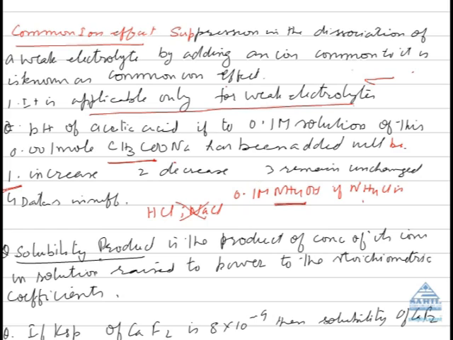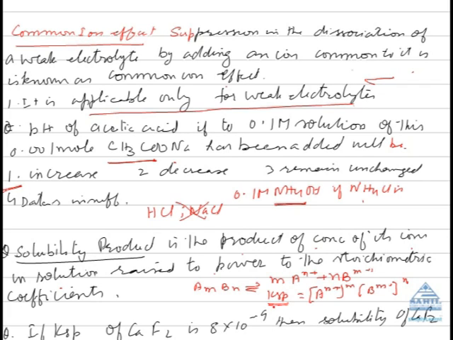Now solubility product is the product of concentration of its ions in solution raised to the power of the stoichiometric coefficients. For example, a salt AmBn has been given to you. On dissolving in water, it gives you m moles of A and n moles of B. Then dear students, Ksp will be equal to A raised to power m into B raised to power n. Ksp is called solubility product.